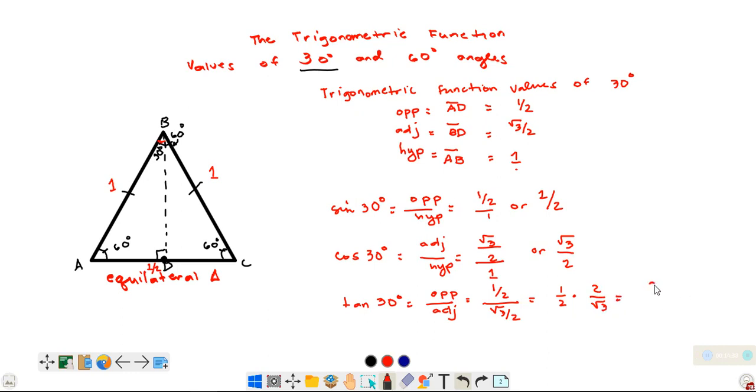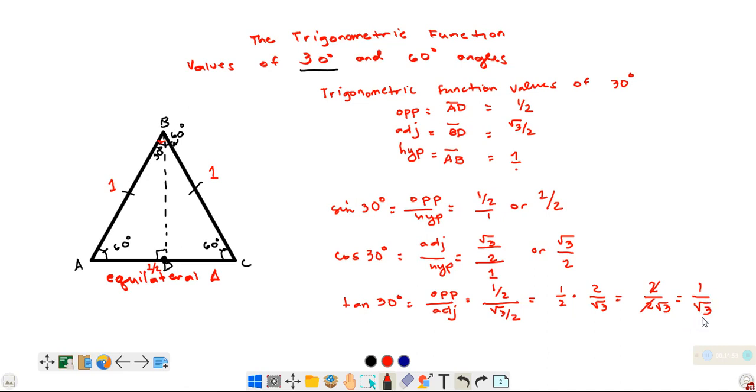which is equal to 2 over 2 square root of 3. So, tanggalin na natin sila because 2 divided by 2 is equal to 1. You will be left with 1 over the square root of 3. Are we done? Not yet.